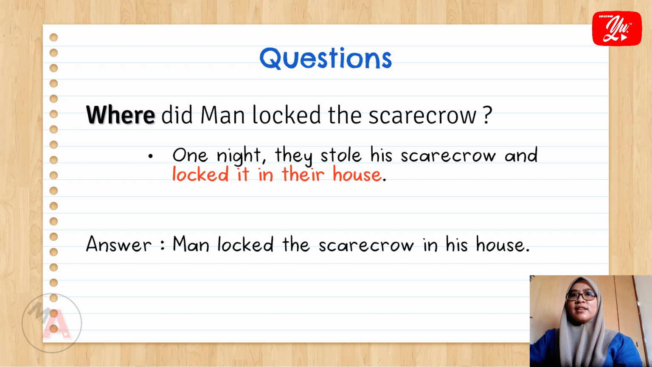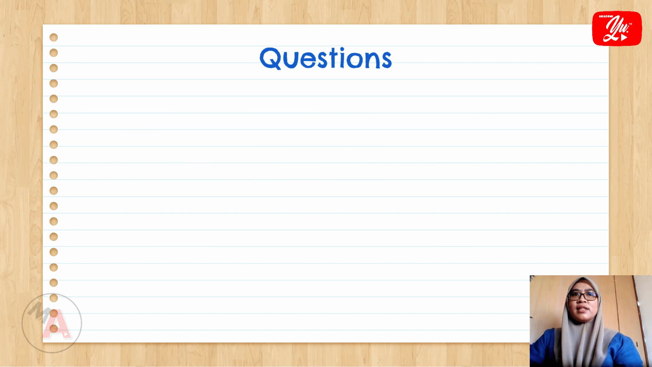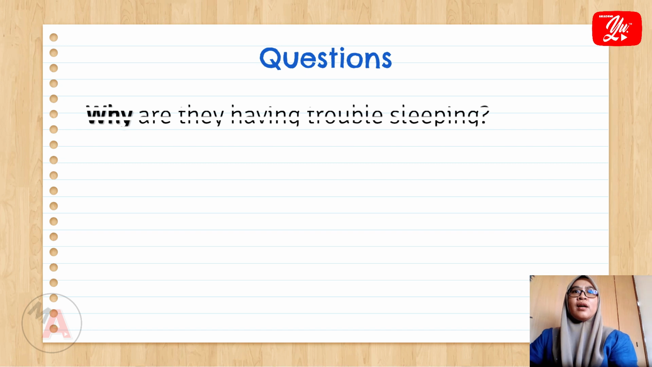So kita tak ambil lah dia sebab dia ni refers to Man dengan Lan. But the question mention Man. So seorang. So his house. Alright. So the next question is, why are they having trouble sleeping?